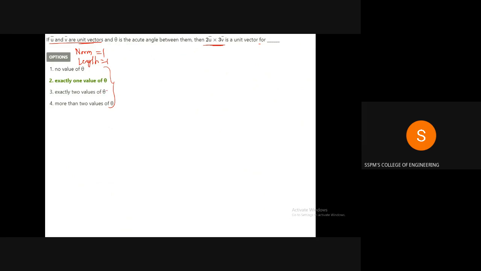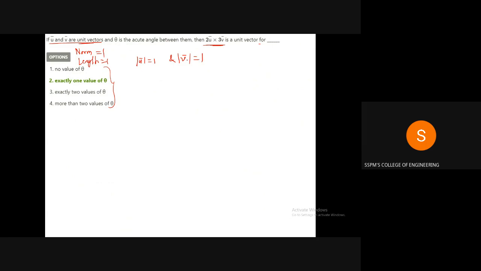So how can we solve it? First, what is given? u bar and v bar are unit vectors, which means that norm of u bar is equal to 1 and norm of v bar, or mod v bar, is equal to 1.